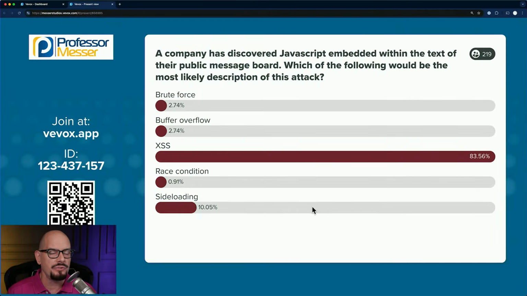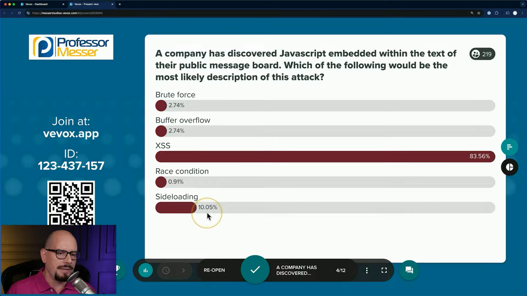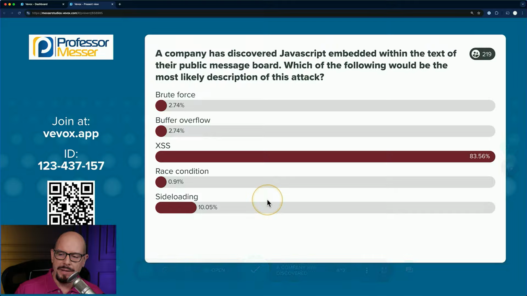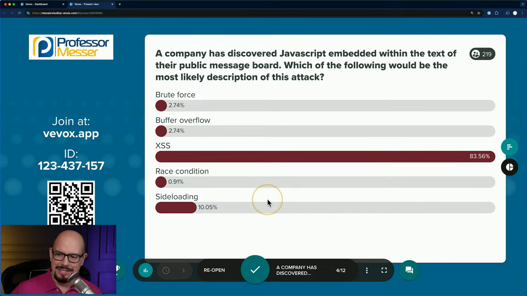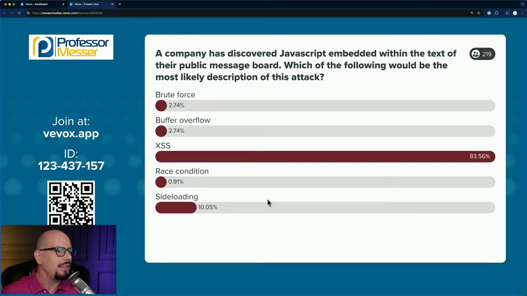83% of you, a pretty strong showing, say the answer is XSS, whatever that is. We'll find out in a moment. Side loading, 10% of you said side loading is what this is. The rest of this is single digits, 2% for brute force, 2% for buffer overflow, and not even a percent of you said race condition. Just above 0%. Somebody found one in there. So with 83% of you choosing cross-site scripting, that's what XSS means, you got it absolutely correct.